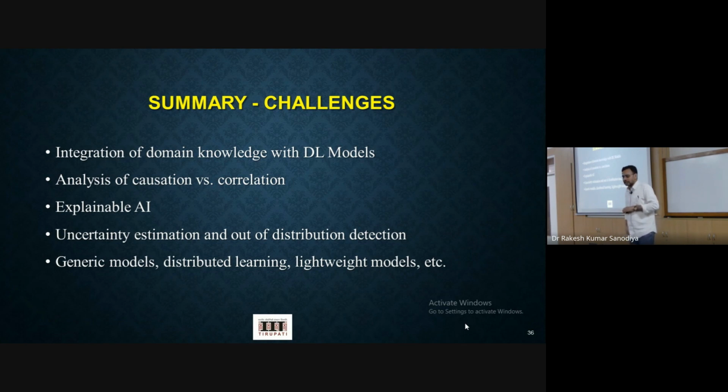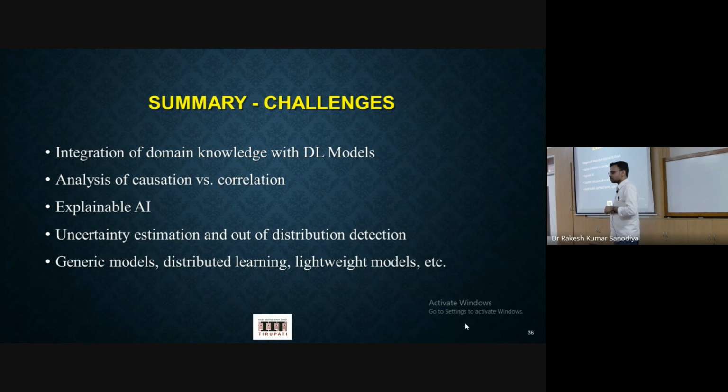Particularly in clinical, in medical imaging, how do you incorporate the clinical knowledge along with the deep learning models is a very, very important area. There is some amount of work we are doing, but in the interest of time we have not explained it here. But that's something you need to look at, particularly in the medical imaging domain.